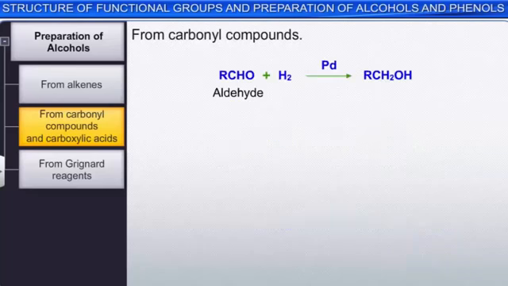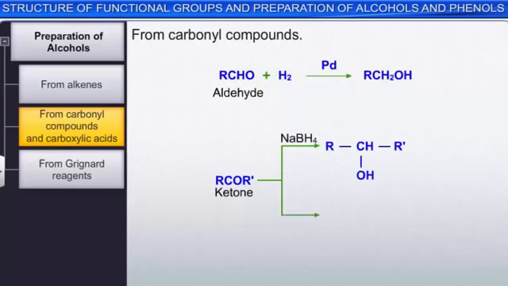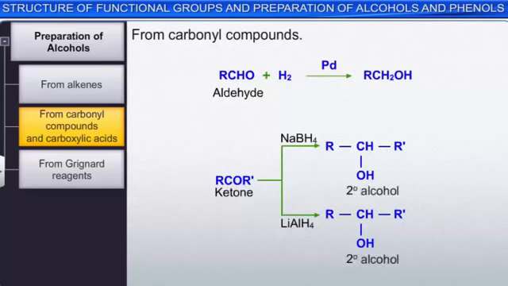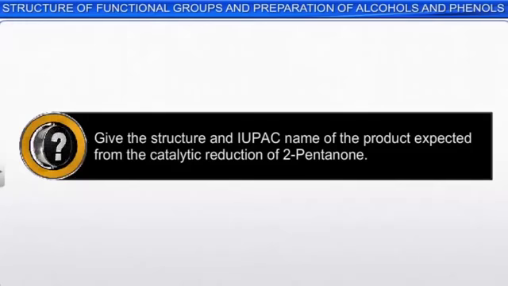Aldehydes and ketones can also be reduced by treating them with reducing agents such as sodium borohydride or lithium aluminium hydride. The overall reduction of a ketone to form a secondary alcohol is shown here. Aldehydes can also be reduced in a similar fashion. Can you answer this question on your own? Give the structure and IUPAC name of the product expected from the catalytic reduction of 2-pentanone.